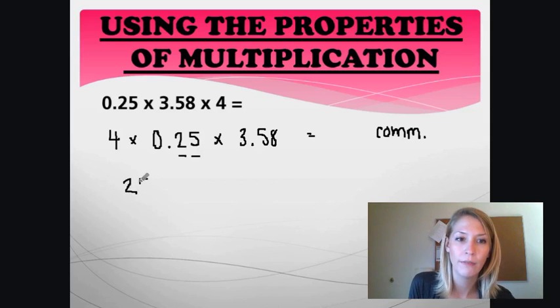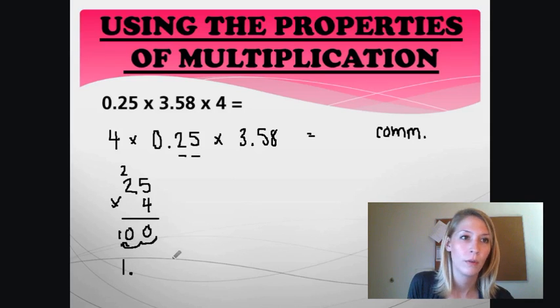So we have 25 times 4. 5 times 4 equals 20. Carry my 2. 2 times 4 equals 8, plus 2 is 10. Now this is where I need to move my decimal point over 2 place values. 1, 2. So I'm left with 1, the whole number of 1. I'm going to drop down the rest of my problem.